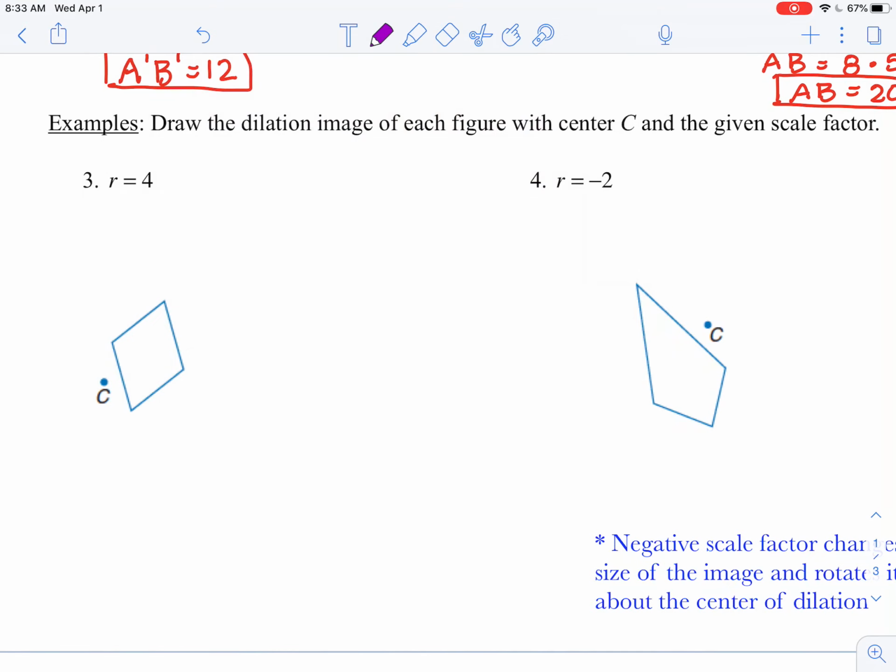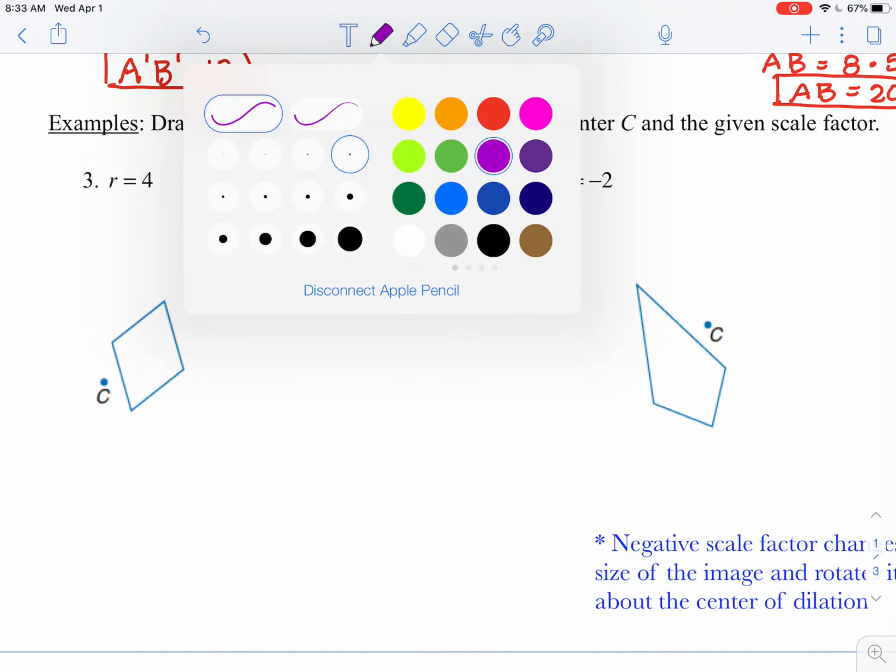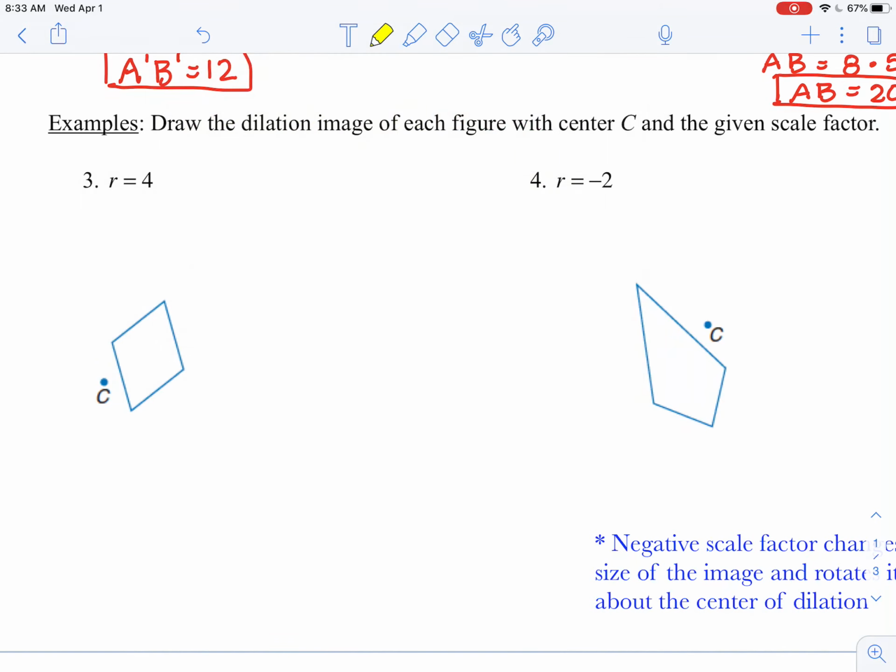So if you take a look at questions 3 and 4, it says draw the dilation image of each figure with the center point C and the given scale factor. So in question number 3, we're going to take this quadrilateral. We're going to dilate it with a scale factor of 4. So I know that my image is going to get 4 times as big. And we're going to do that around the center point C. Like our other transformations, we're going to change each vertex individually. So we're going to start by drawing a line from the center of dilation through each vertex. And I'm just going to do them one at a time because I think it'll be easier to see.